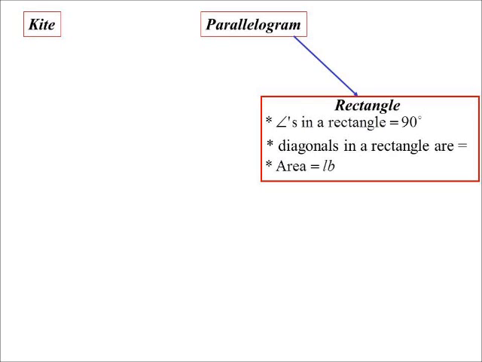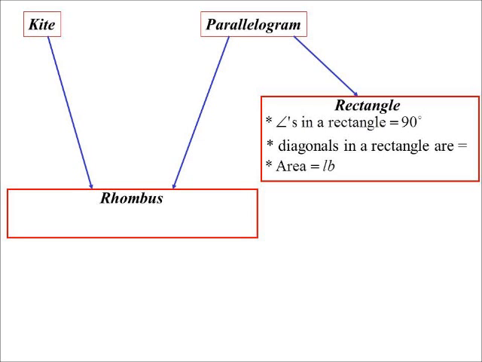The rhombus is both a kite and a parallelogram. So in a kite, for instance, the diagonals were perpendicular. In a parallelogram, the diagonals bisected each other. So in a rhombus, they do both. They bisect at right angles. The other feature of a rhombus is that they bisect the vertex. So the angle would bisect the vertex.